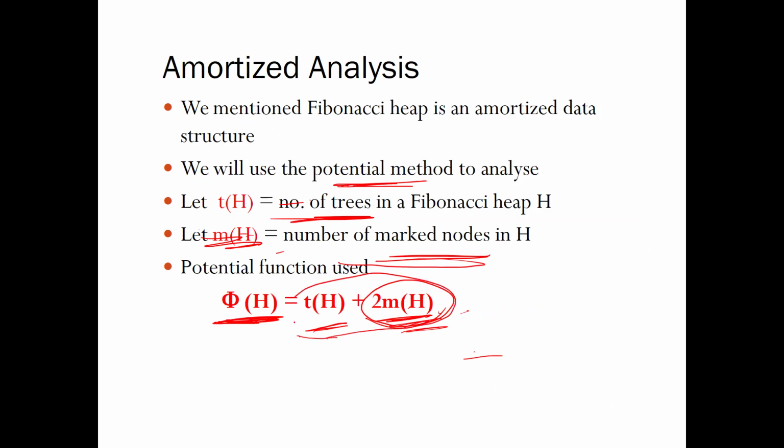So that entire thing is basically the number of marked nodes. Now the number of trees will also increase when you bring the marked node to the level of the root list.